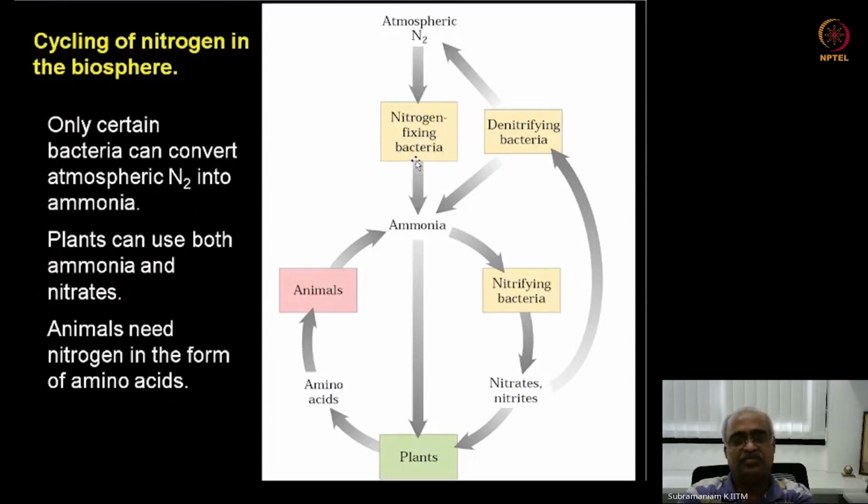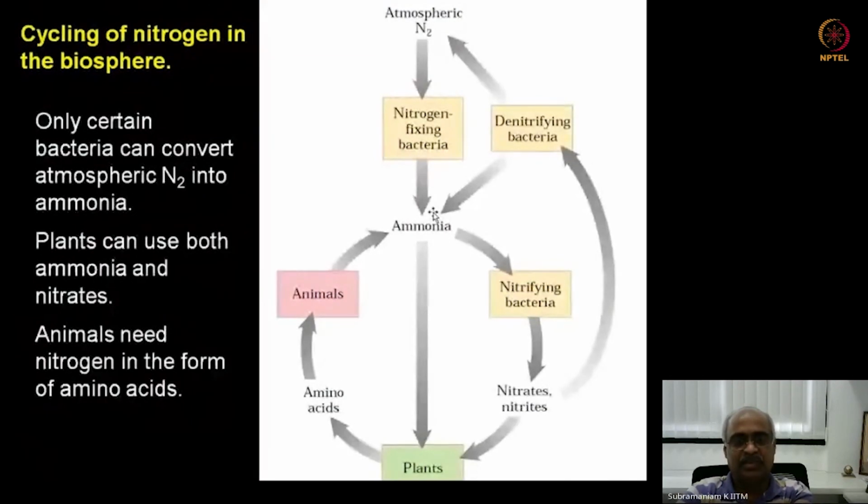fixing bacteria. So these usually are in the soil, usually associated with some plant roots, where they are in symbiotic relationship with the plants. So they reduce the atmospheric nitrogen into ammonia, and this ammonia can be used by plants by incorporating into amino acids. So that is how nitrogen enters into the living system.